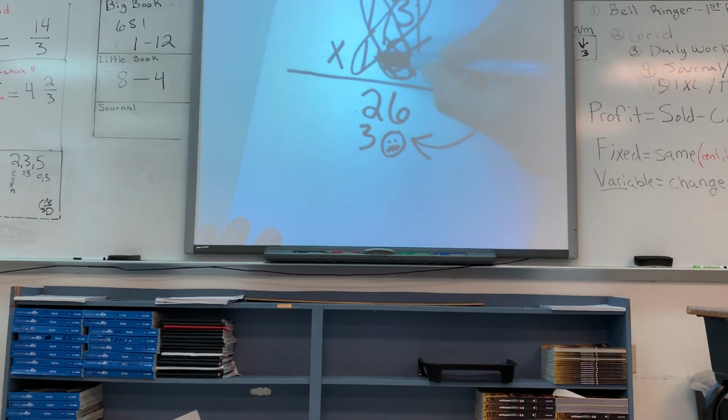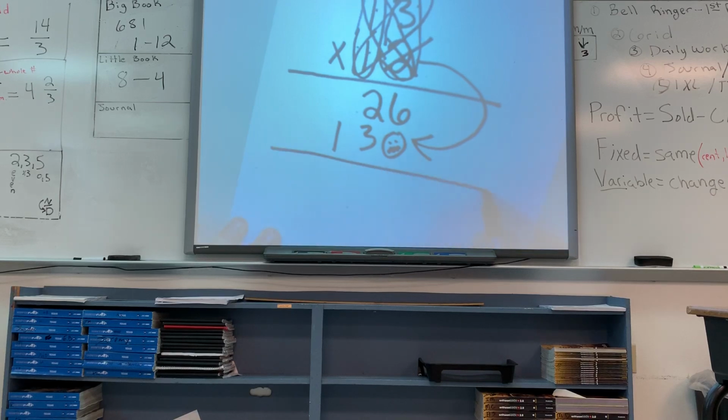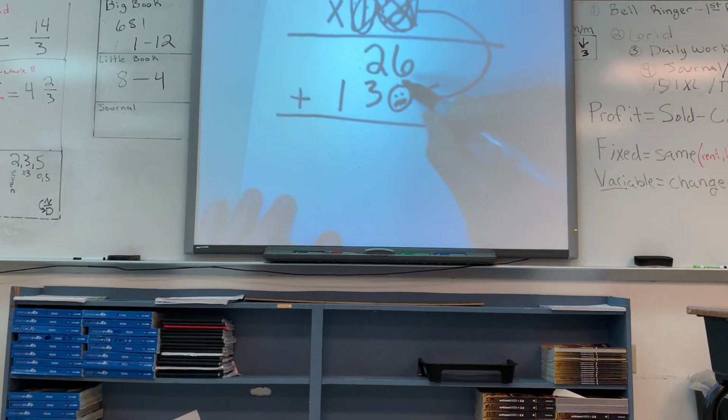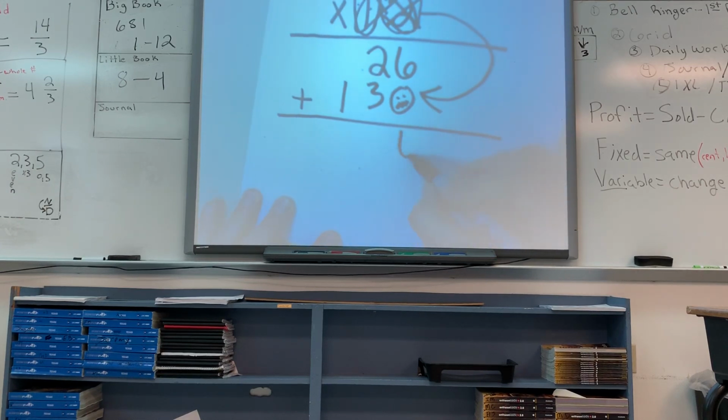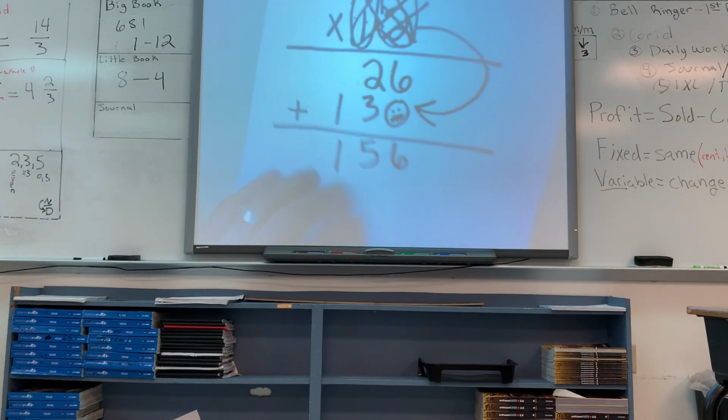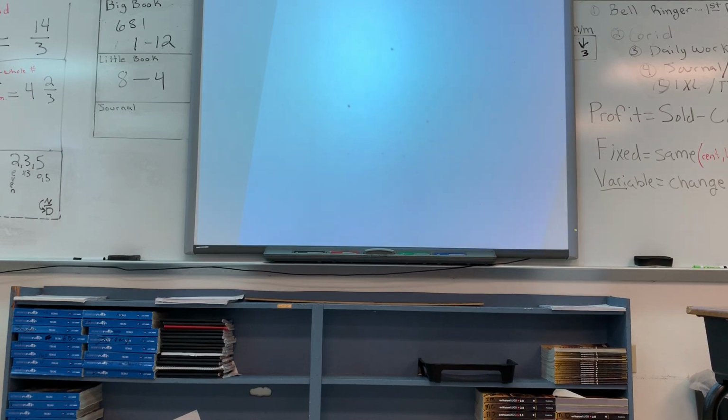Okay, step 5 says I started up and down, I'm going to finish up and down. So I'm left with 1 times 1 is 1. And finally, step 6, our easiest step. We're just going to add those two numbers together. 6 plus 0, 6. 2 plus 3 is 5. Nothing plus 1, 1. So what we're left with is 156.